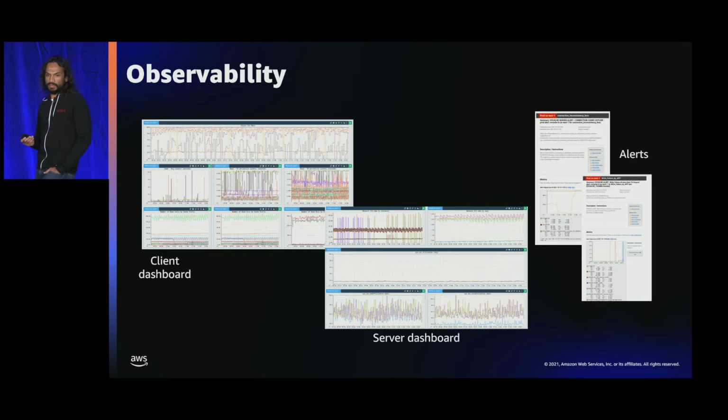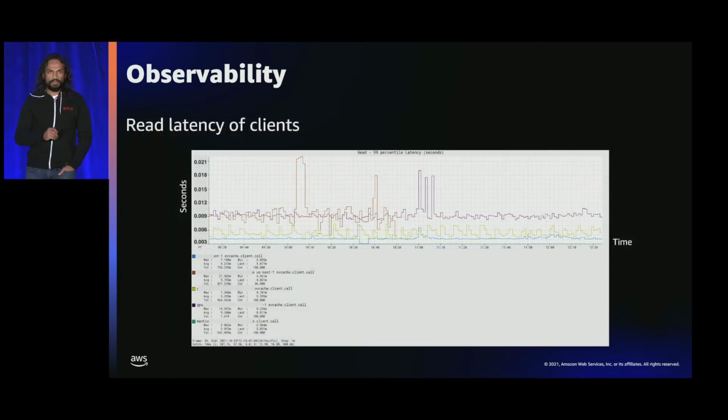Let's look at some examples. This is a dashboard of read latency of clients. We measure read latency at the 95th or 99th percentile, because that is what meaningfully translates to your user experience, for example, how long it takes to render your home page.